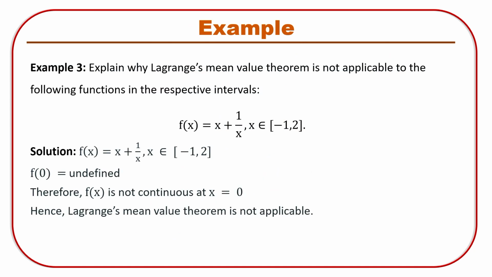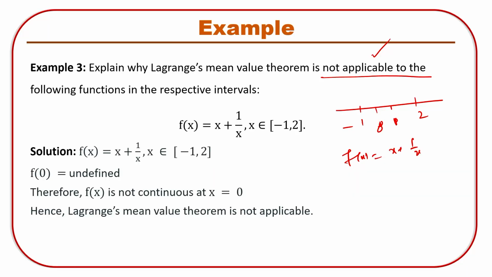Now the third example: explain why Lagrange mean value theorem is not applicable to the following function in the respective intervals. So in the interval here given minus 1 to 2, this is 1, this is 0, this is 1, right? We have to find out that f(x) equal to the given function is not applicable in that interval. So firstly, you have to remember what the Lagrange mean value theorem is.